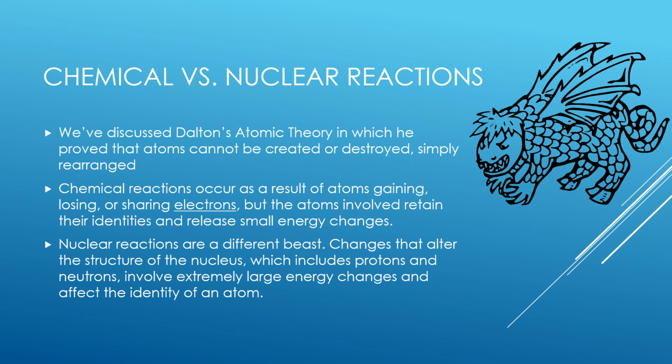And the final bullet point is going to be it affects the identity of an atom. And you may even want to put changes the identity of an atom. So again, to make sure you have all 3 bullet points for nuclear, they alter the structure of the nucleus, extremely large energy changes, and change the identity of an atom.